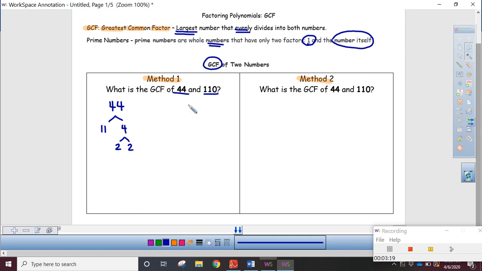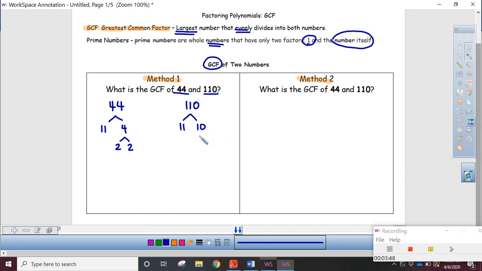Now let's go over to 110. Again, you want to find two numbers that you can multiply that will give you 110. I'll choose 11 times 10. 11 times 10 gives you 110. Again, we want to keep extending these branches, but once we get to a prime number, we're going to stop. So 11, as we just saw in the other example, is a prime number, so we cannot extend it anymore. The number 10, we can.